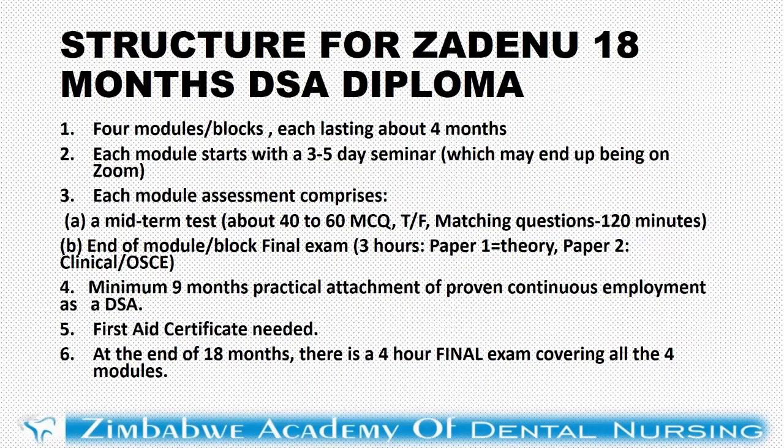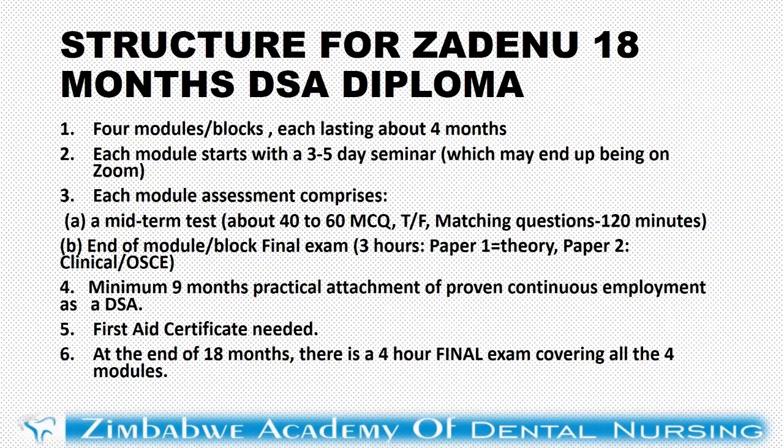How is our program structured? The Zimbabwe Academy of Dental Nursing Diploma has 4 modules, each one lasting 4 months. Each module starts off with a seminar, usually about a 3 to 5 day seminar. We hope it will continue as a face-to-face presentation, but it may end up as a Zoom presentation depending on the outlook of the COVID scenario.